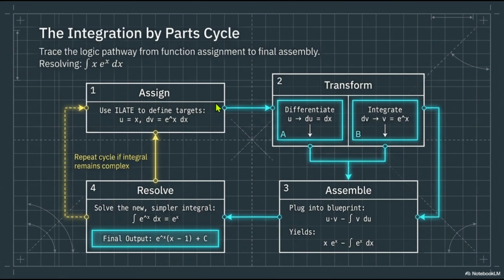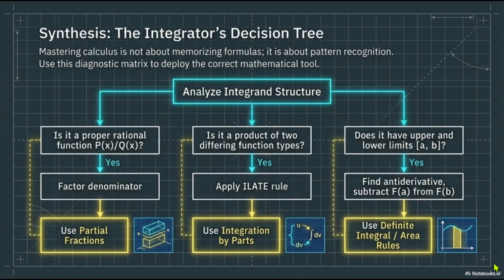Okay. So integration by parts cycles like assign, transform, resolve, assemble. So using ILATE to define the target, like u equal to x and dv equal to e to the power x dx. Differentiate u to get du equal to dx. Integrate dv to get v equal to e to the power x. When you assemble, plug into the blueprint u dot v minus integral of v dot du. So it is x into e to the power x minus integral of e to the power x dx. So the final output will be e to the power x times (x minus 1) plus c. That will be the answer.